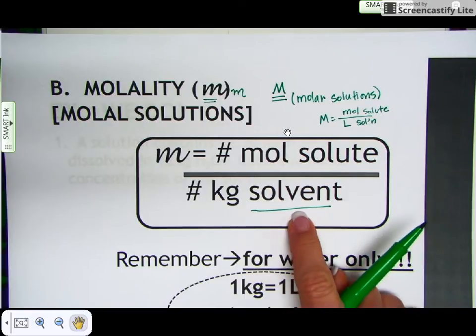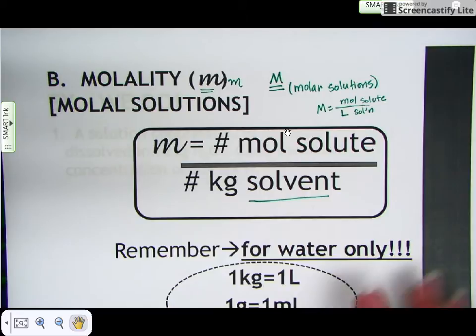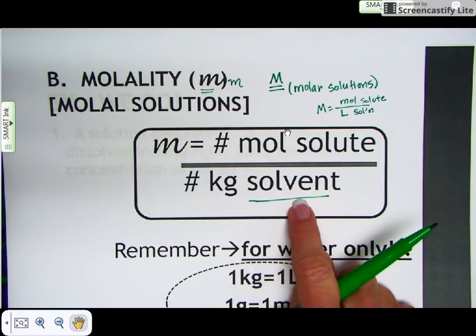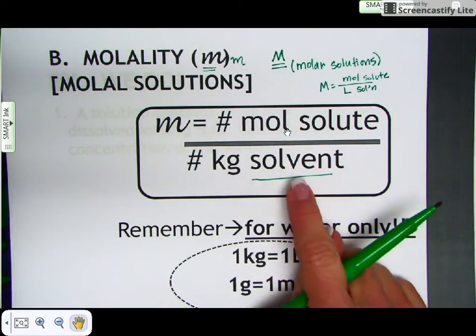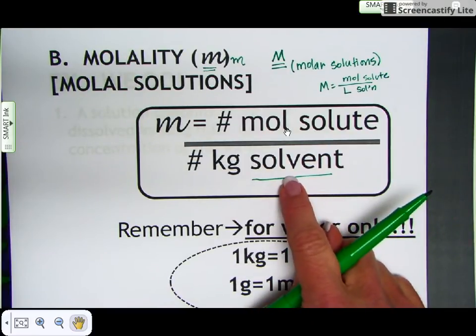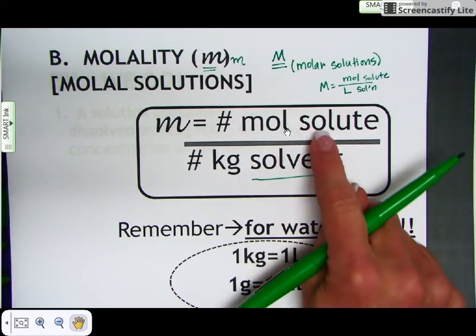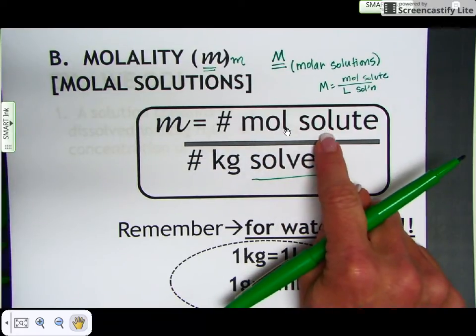Now 9 times out of 10 your solvent is going to be water. That's our universal solvent, but it's not always going to be water. If from your context clues you can't tell directly what got dissolved in the solvent, then what you want to do is look at your relative amounts. Remember, your solvent is the substance that's always present in the greatest amount, and the solute is always the substance that's present in the least amount.